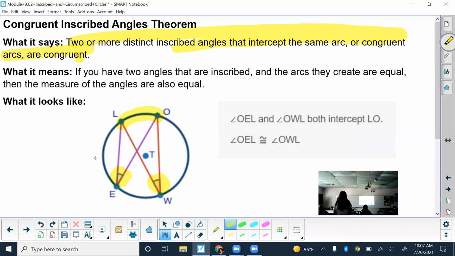Questions about that? All right, so these angles are congruent to each other. We're not saying it's congruent to what the arc measure is. It's just that these are congruent to each other.